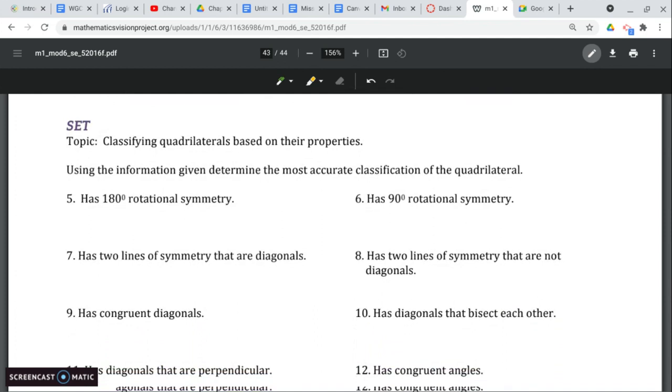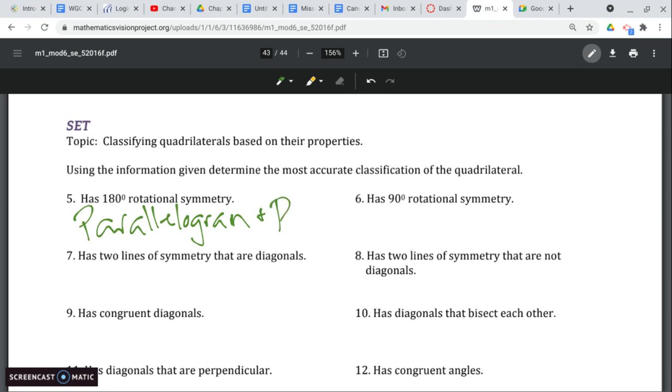All right, our next section, classifying quadrilaterals based on their properties. Using the information given, determine the most accurate classification of the quadrilateral. So it has 180-degree rotational symmetry. That would be a parallelogram. You could also say a rectangle. For number 6, has 90-degree rotational symmetry. That would be a square. That's the most exact classification there, because a square is both a rectangle and a rhombus. A rhombus would have 90-degree rotational symmetry as well, but a square is more exact.